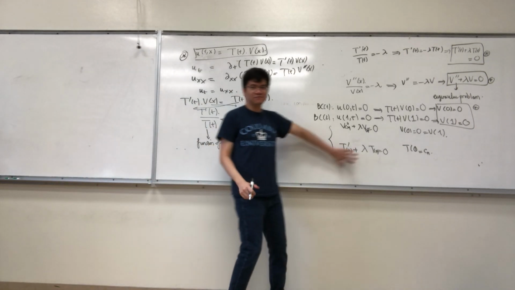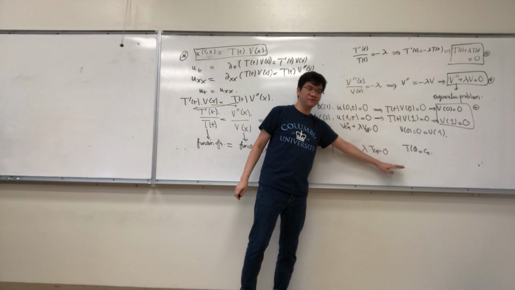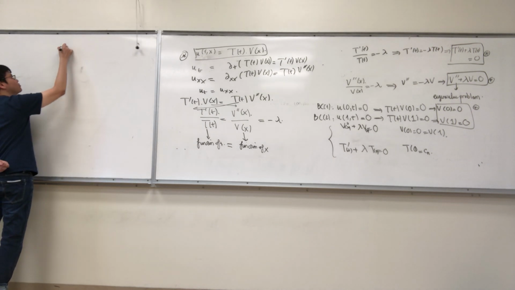So now let me summarize this part: we have two equations, right? And then we have to solve these two equations. Is it clear? So the big scheme will be the following.